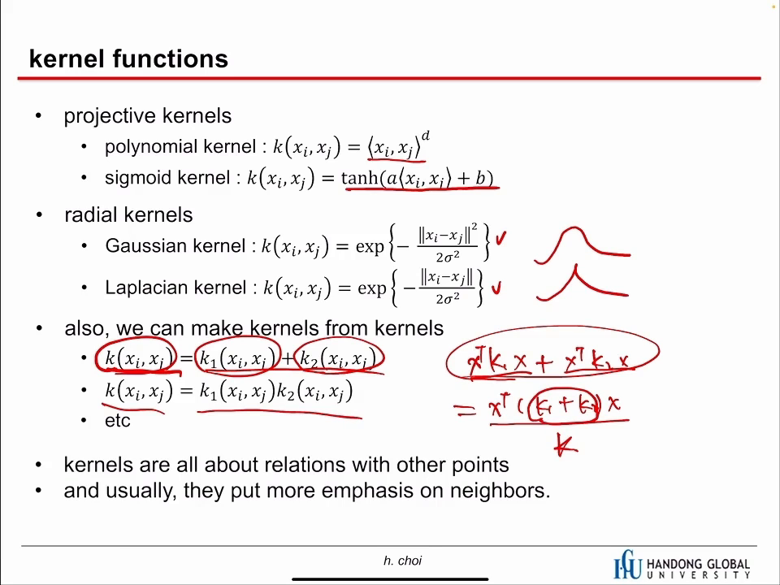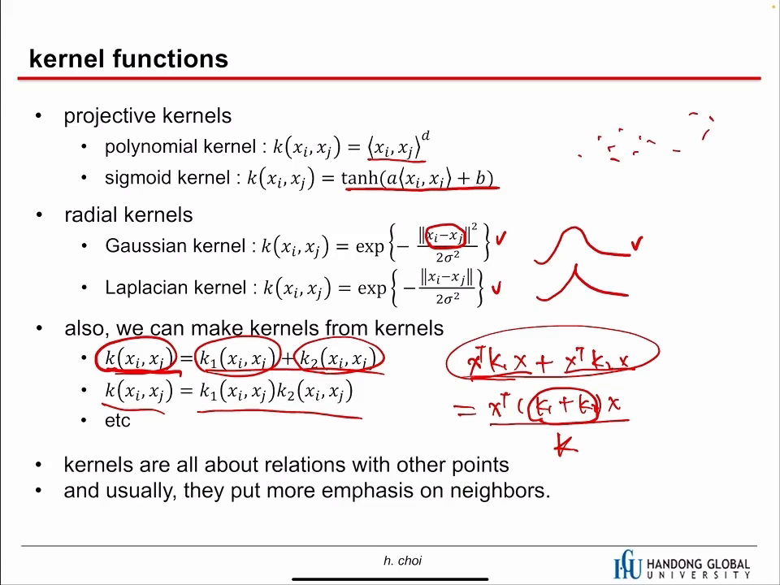Again, the kernels are all about the relationships between the data points. And usually they put more emphasis on neighbors. Look at this one. If they are close enough, then they have a high value. And if they are far from each other, then the kernel value will be really small. So as long as they are close, the kernel value will be high, which means we focus on the neighbors.